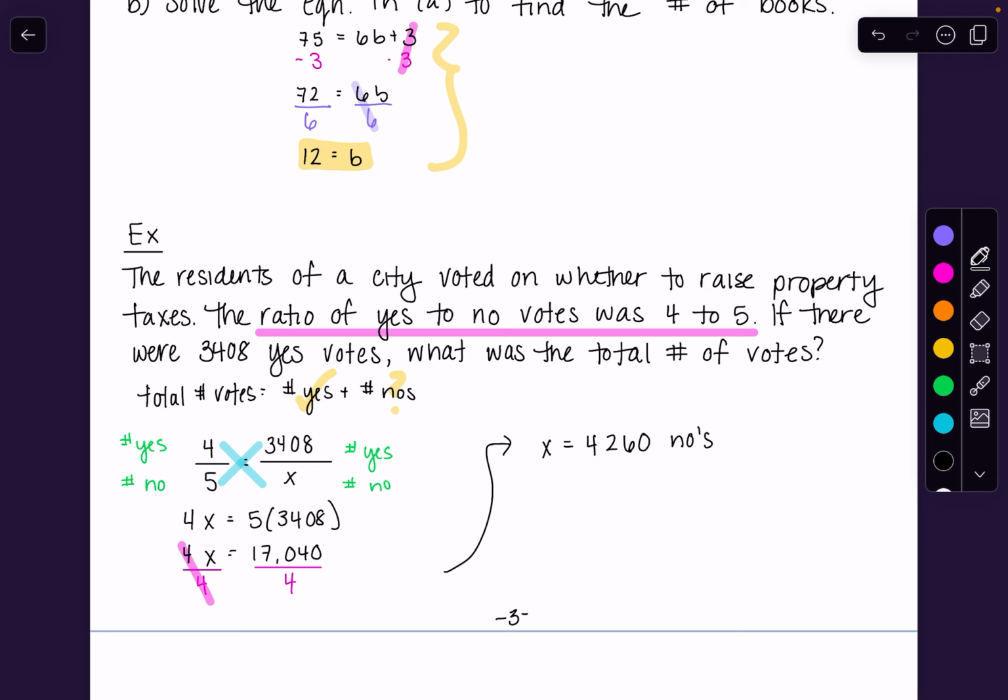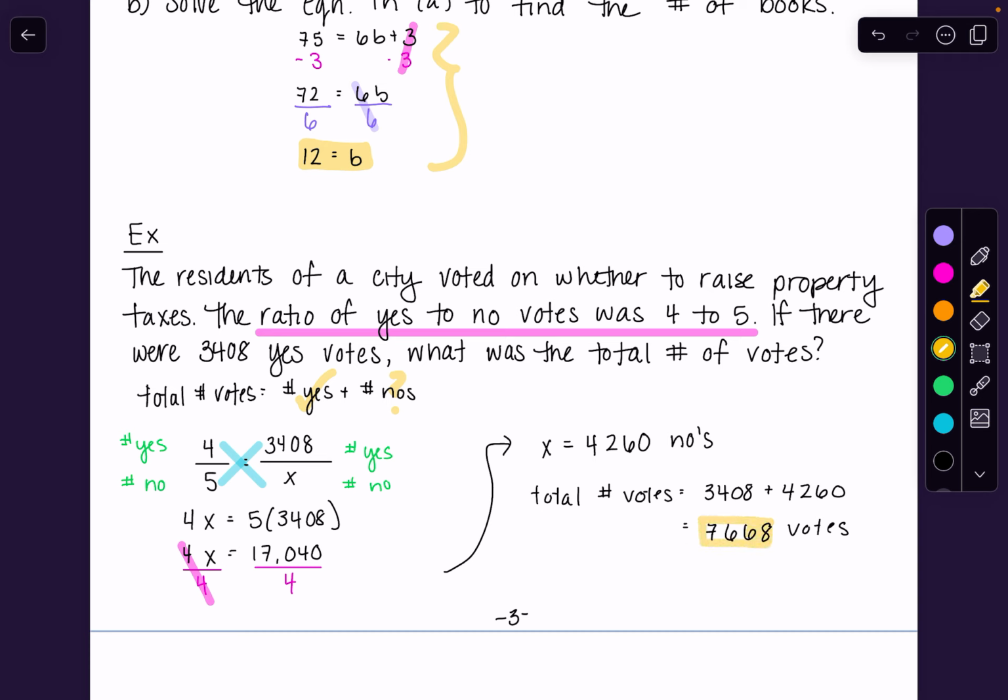So you think at this point you're done because you got an answer for x. But again, this doesn't go back and actually answer the question. This told us how many no's there were. So this means our total number of votes is going to be the number of yeses, which is 3,408, plus this number of no's, 4,260. So adding these together gives us a grand total of 7,668 votes. Okay.